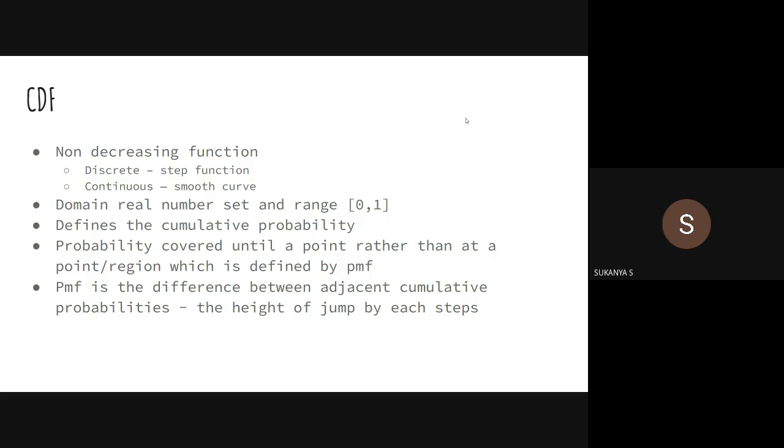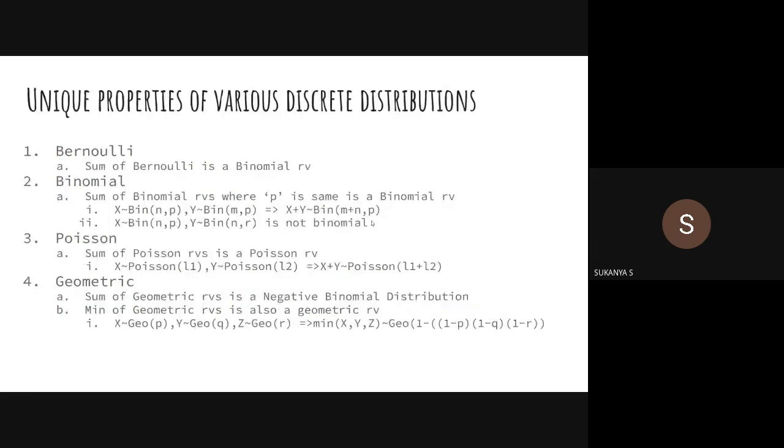CDF is a function defined from the whole real line to the closed interval 0, 1. It is always a non-decreasing function. And you can differentiate between the CDF of a discrete and a continuous variable from the figure itself. If the CDF is a step function, that is, disconnected steps, then you have a discrete random variable. And if it's a smooth, continuous curve, then you are observing the CDF of a continuous random variable.